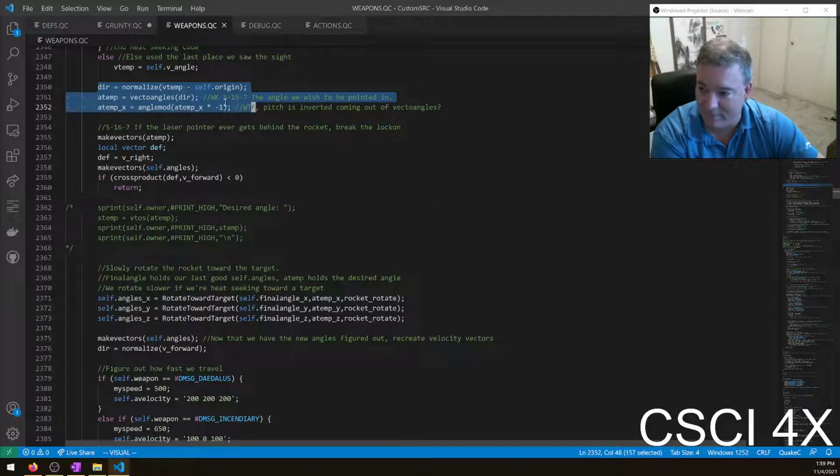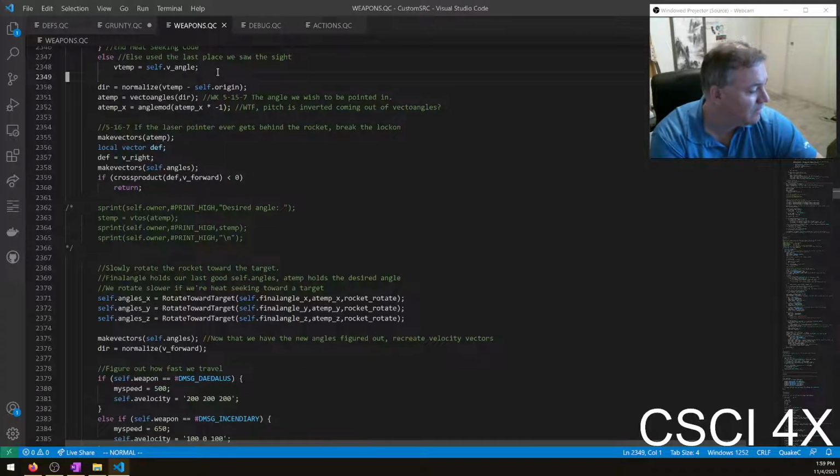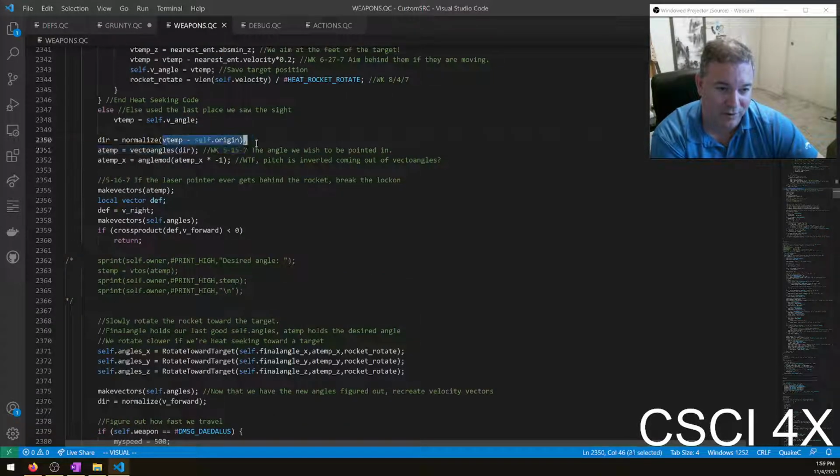So here we go. Now let's do some vector math. Is this C or is this Quake C, which is essentially the same? It is Quake C. It's not exactly the same thing as C. Most notably, you can do something like this in Quake C. You can't do it in C. So that's a vector and that's a vector. So this is doing vector subtraction.